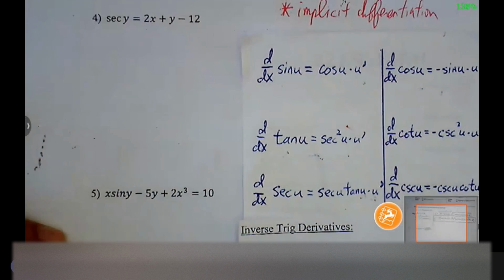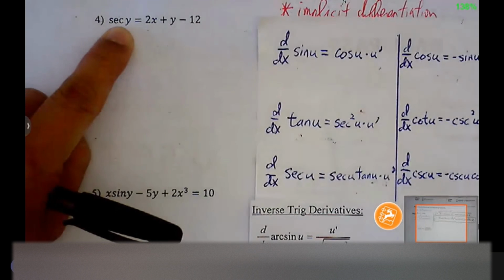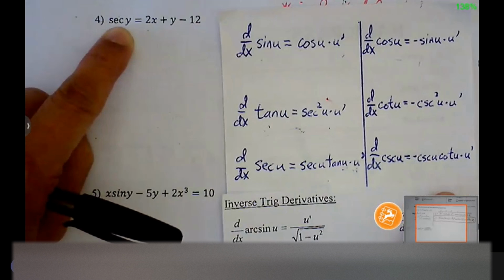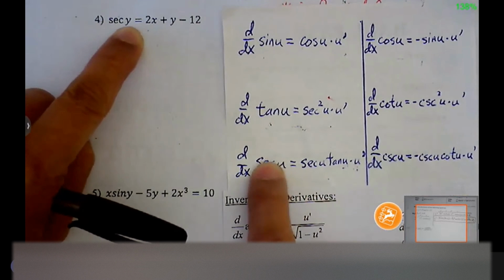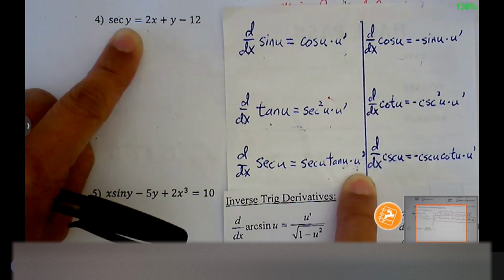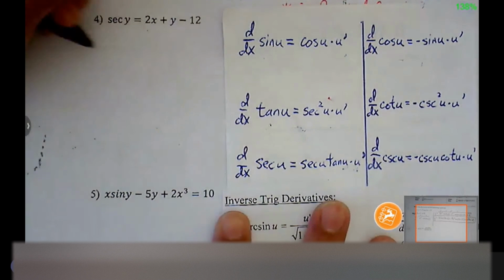All right, let's go through these steps here. We have a rule for secant, which is secant u tangent u times u prime. So we're just going to follow the rule here. The u is the y. So it's just going to be secant y tangent y times, and then y prime is where that dy dx is going to pop up.